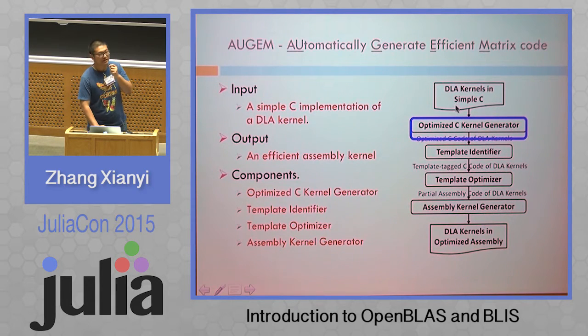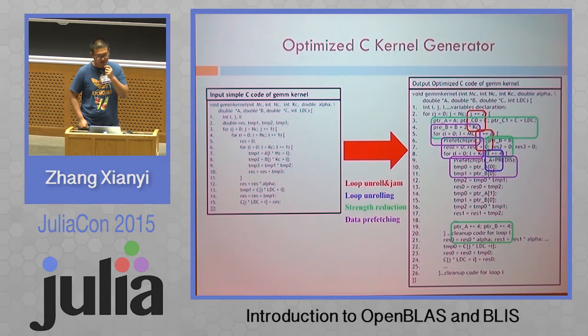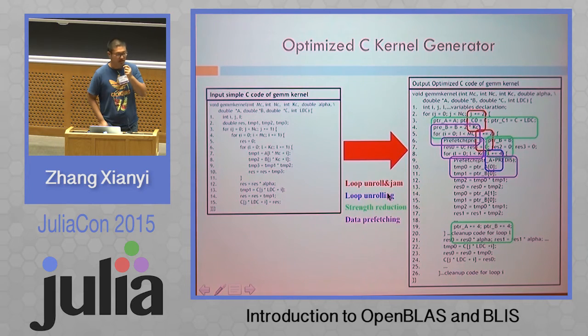The input is a very simple C language, and the output is the optimized assembly code. There are four steps. The first one is what we call the optimized C kernel generator. Here is the input GEMM kernel. It's very simple, just three loops. And we applied loop unroll, loop jam, strength reduction and data prefetch to generate the optimized C code.